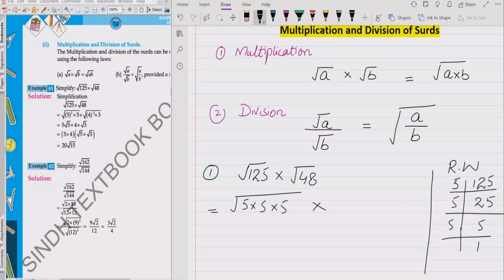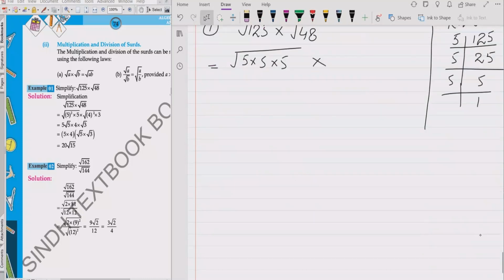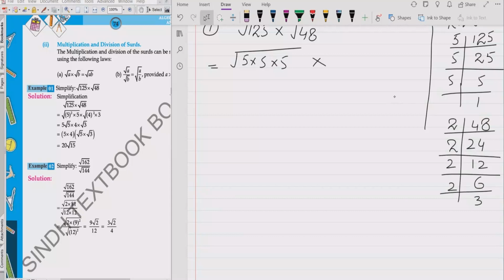And if we talk about 48, 48 divided by 2 is 24, 2 twelves are 24, 2 sixes are 12, 2 threes are 6, 3 ones are 3. Now write it this way: 2 multiplied by 2 multiplied by 2 multiplied by 2 multiplied by 3. And make pairs in it.